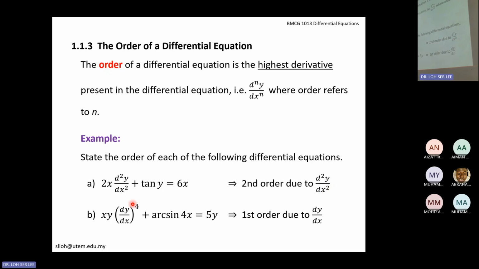Okay, if you look at this, we have only one derivative, dy/dx, and the n value is 1, d^1y/dx^1. So that's why this is first order, due to this dy/dx. This is not the order. This is the power of 4, not the order. Order means this one, n.